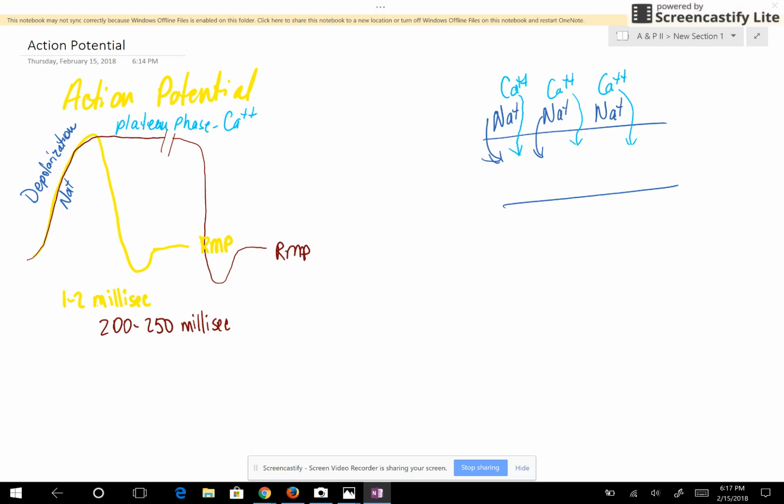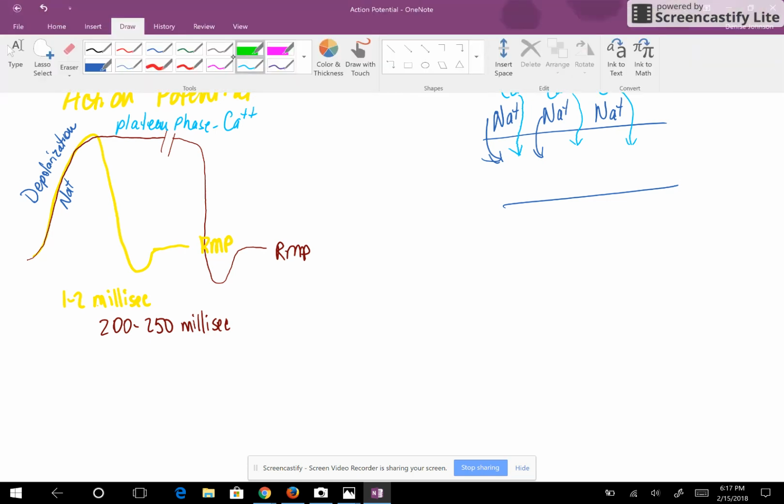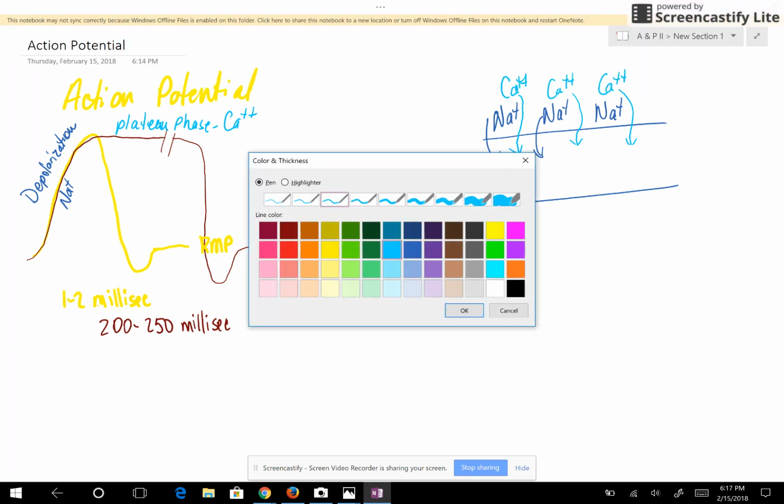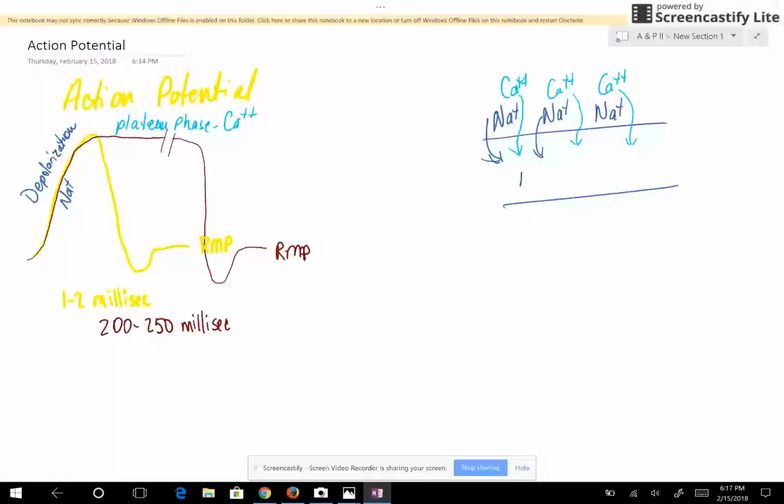And then we had another ion that was responsible for repolarization. And repolarization is going to be because of potassium moving out of the cell. Potassium moves out of the cell. So here we have repolarization in our downward swing, and it's because of potassium moving out.